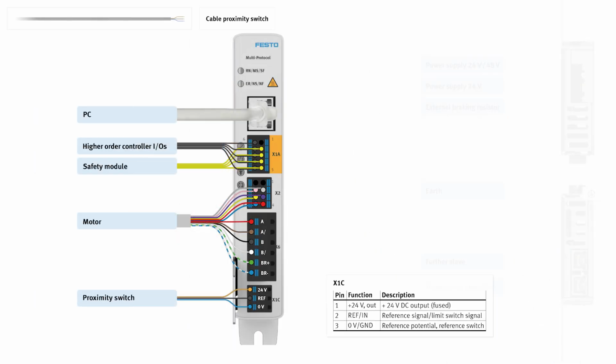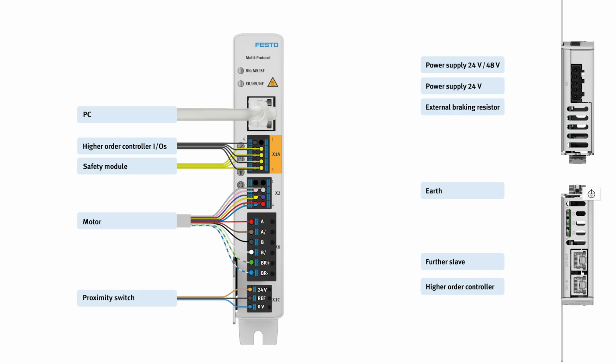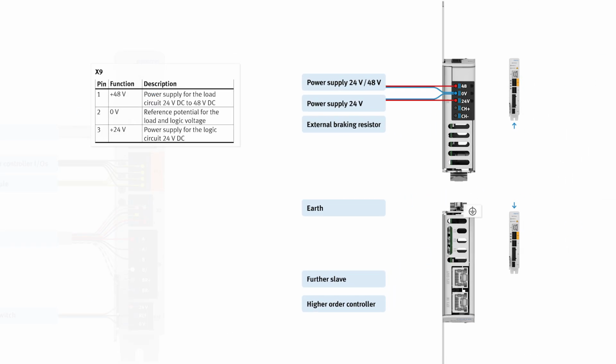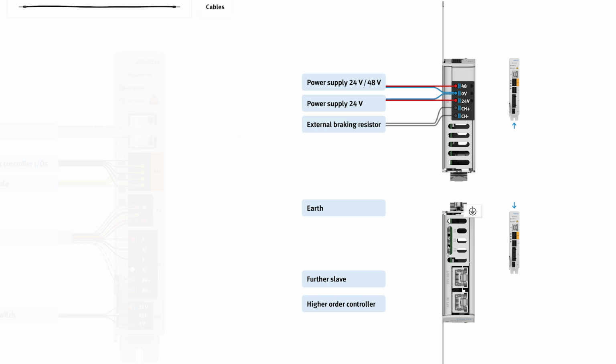Proximity switch to CMMT-ST-X1C connector. Power supply to CMMT-ST-X9 connector via cables. External braking resistor to CMMT-ST-X9 connector via cables. Note: use this connection only when an external braking resistor is used.